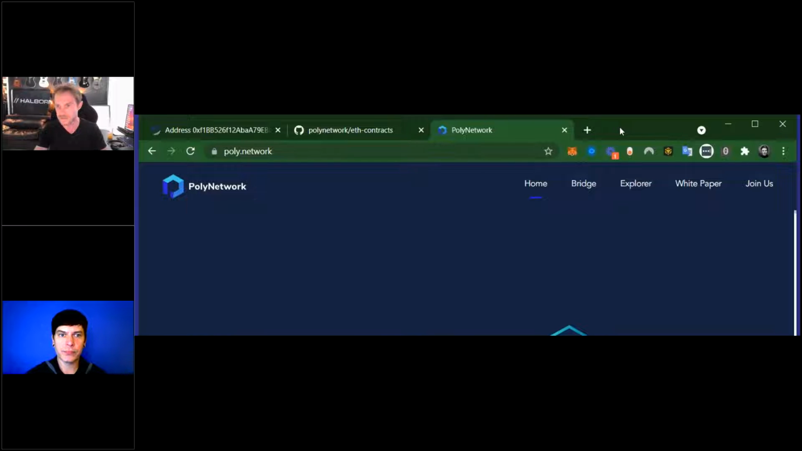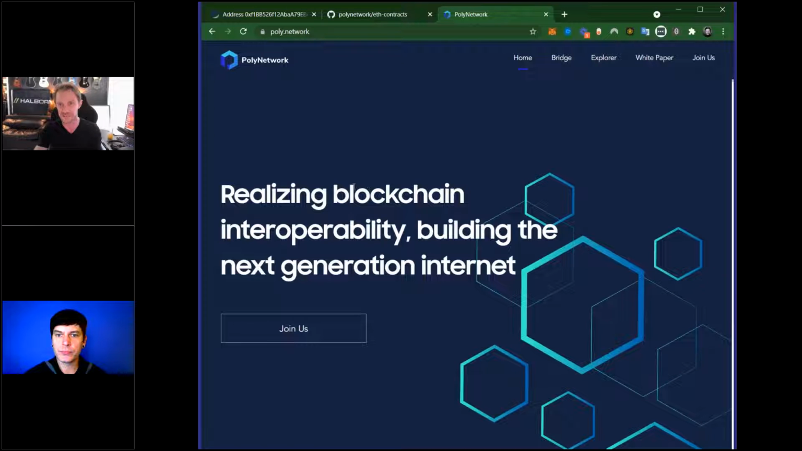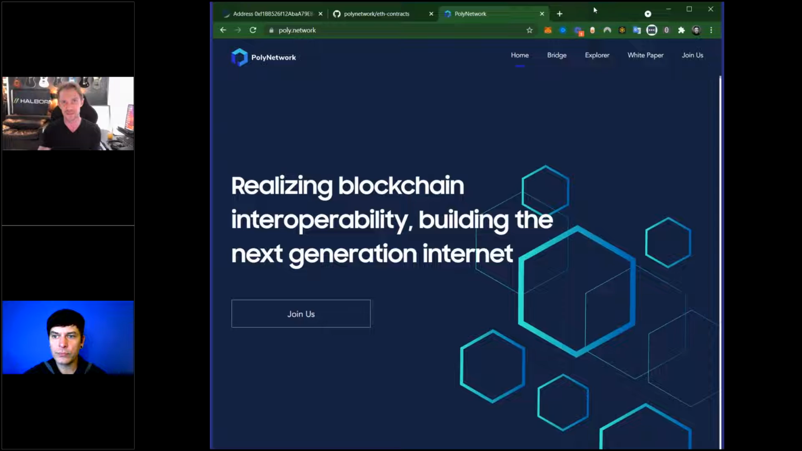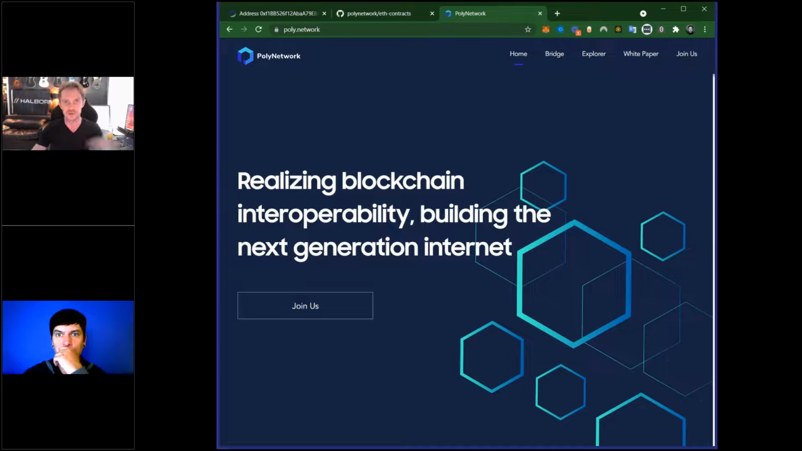If you visit their site, you can see they call it Realizing Blockchain Interoperability, Building the Next Generation Internet. Everybody knows about Bitcoin and Ethereum, but there are several newer ones with different protocols and different underlying programming languages, and they don't talk to each other very well. You can't transfer Bitcoin to Ethereum directly, so you have to use concepts called bridges, which allow you to transfer from one place to another. That's really what Poly Network is.